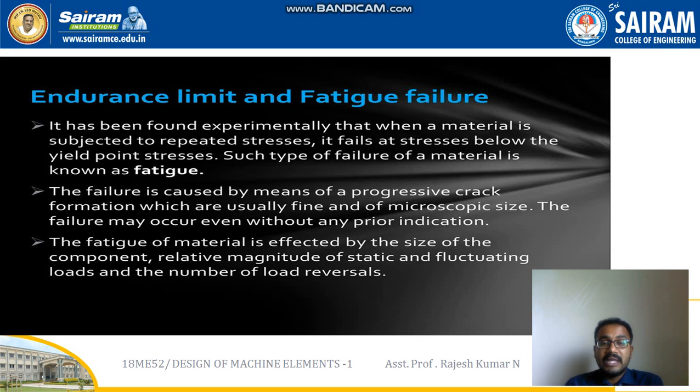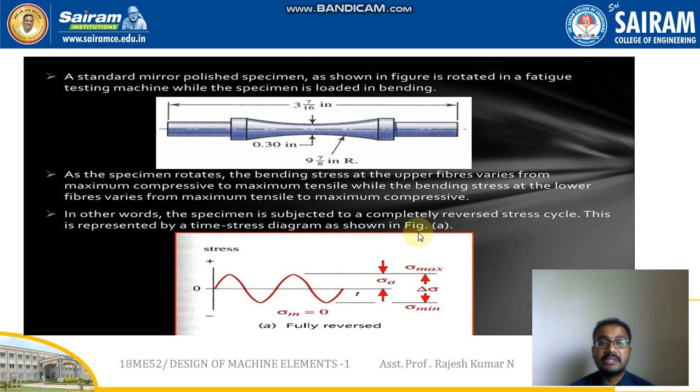The fatigue of a material is affected by the size of the component, the relative magnitude of static and fluctuating loads, and the number of load reversals. Here you can see a standard mirror polished specimen in this sketch, which is rotated in a fatigue testing machine while the specimen is loaded in bending. The specimen has this kind of shape, and the dimensions are given. It is fixed in a fatigue testing machine, and a certain load is applied at the center of the specimen so that it tends to bend.